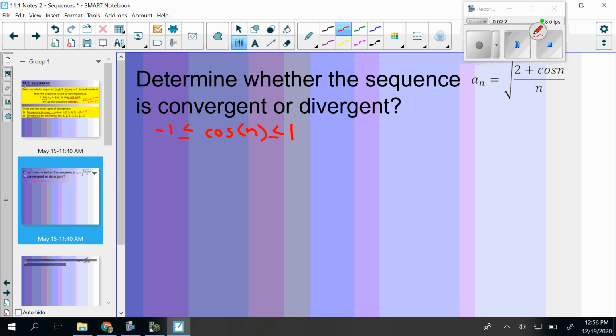So what if we now added that 2 in there? If we did 2 plus in here, that means if we add 2 to the inside, we got to add 2 to the outside here too. So if we added 2 out here, this is now 3. If we add 2 out here, this is now going to be 1. And we also want to divide by n. So like here we added 2, let's now divide by n.